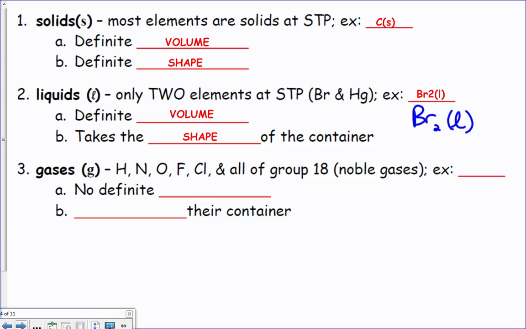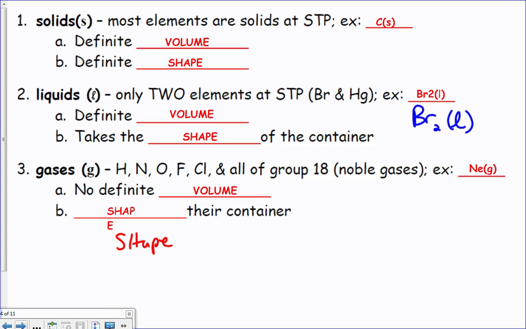So gases: hydrogen, nitrogen, oxygen, fluorine, chlorine, and all of the noble gases are gases, except for example neon. They have no definite volume. They have no definite shape. Sorry about that. They take the shape of their container.